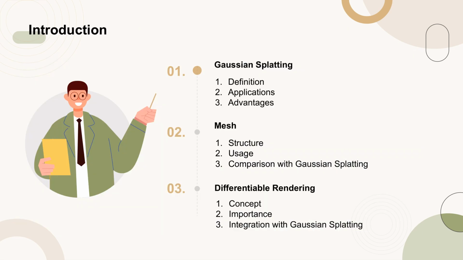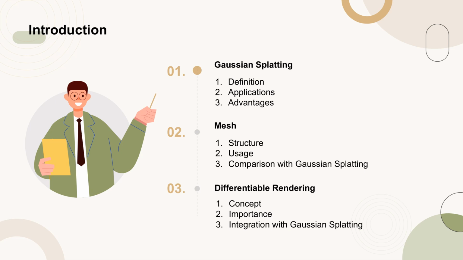In this presentation, we will introduce three key concepts: Gaussian splatting, mesh, and differentiable rendering. Gaussian splatting is a technique used for rendering complex scenes by distributing Gaussian functions across the scene. It is particularly useful for its ability to handle high-frequency details and its computational efficiency. Mesh, on the other hand, is a structure composed of vertices, edges, and faces, commonly used in 3D modeling and rendering. It is known for its flexibility and precision in representing complex geometries.